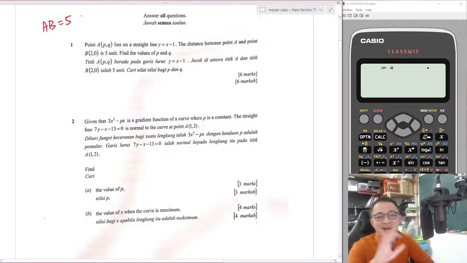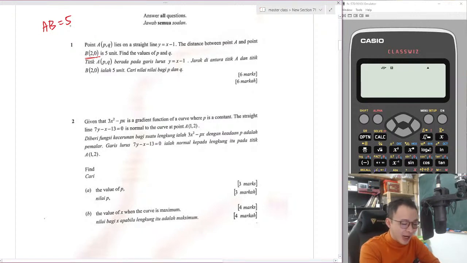Just forget about the diagram just now. I think the diagram just now is kind of confusing. B is not the variable. B is a fixed point 2, 0. So B can only have one position, which is 2, 0. But I know AB must be 5 units according to this one.